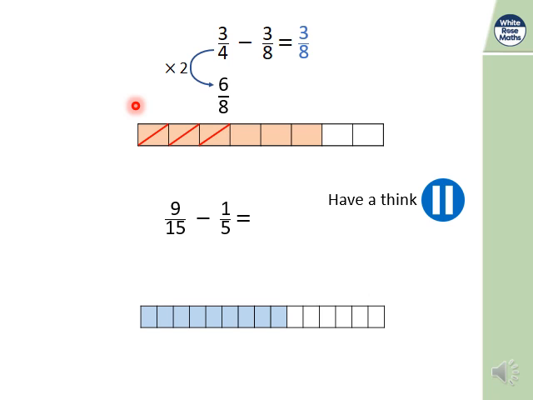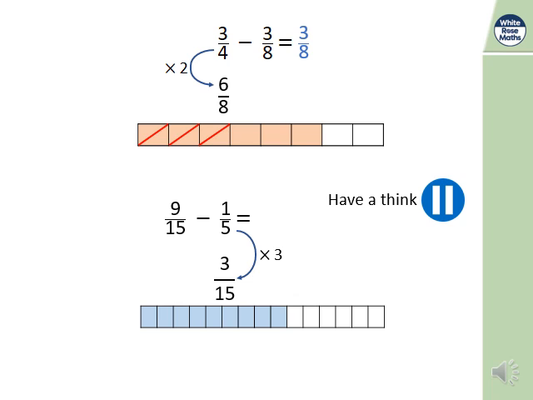Let's have a look and see. So we've got 9/15 subtract 1/5. We have different denominators and our fraction bar is in 15ths and 9 of them are shaded. What would we have to have converted? We would have had to have converted our 1/5 by multiplying by 3 to 3/15.